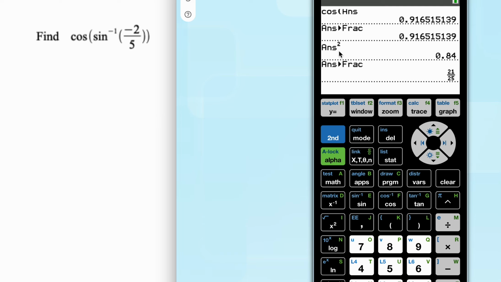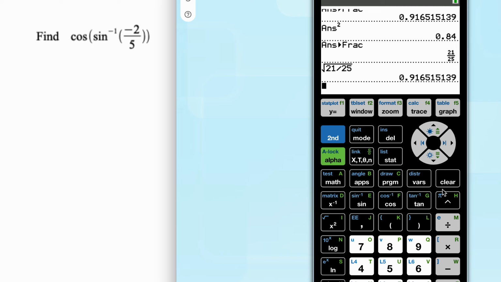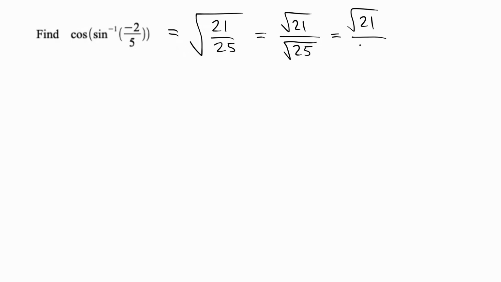Remember, though, that we have squared our answer. So 21 over 25 isn't our final answer, but our final answer is actually the square root of 21 over 25. That brings us back to the number that we needed. So that's the answer. We can simplify it by applying the radical to both top and bottom separately, and it won't simplify any more than that. So that's one method for getting answers to these using just technology alone.